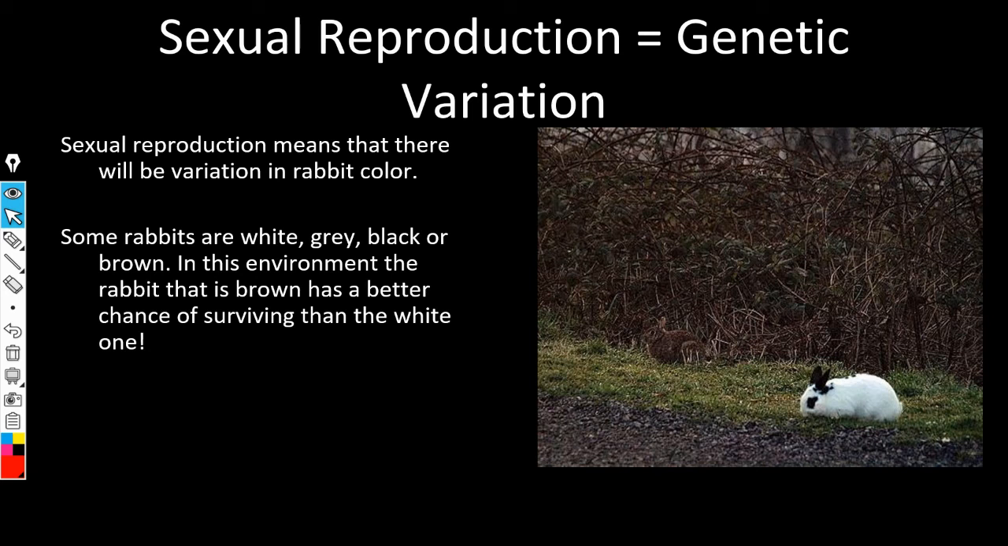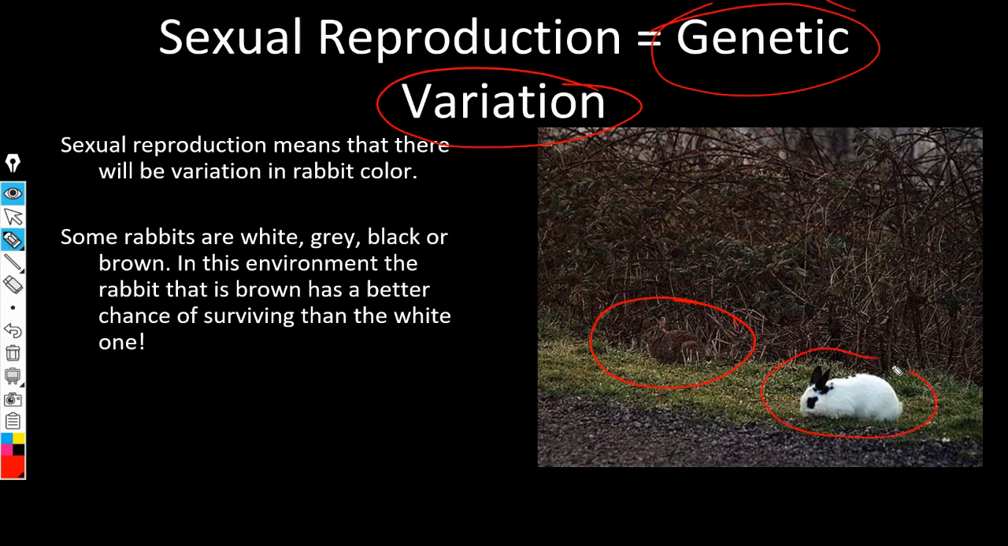Again, I can't stress this enough. Sexual reproduction results in an extraordinary amount of genetic variation. So if we're looking at rabbits, for example, and it may be kind of hard to see this guy because he blends in with his environment due to camouflage coloration, but there is a lot of variation. Some rabbits are white, some are gray, some are black, some are brown. In this environment, the rabbit that's brown is camouflaged.